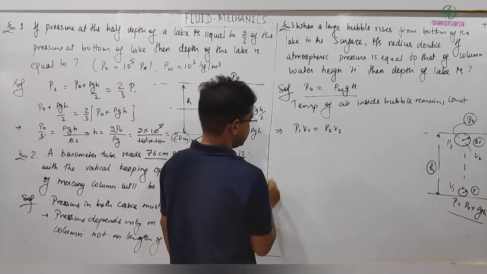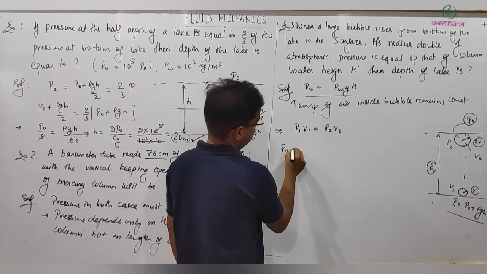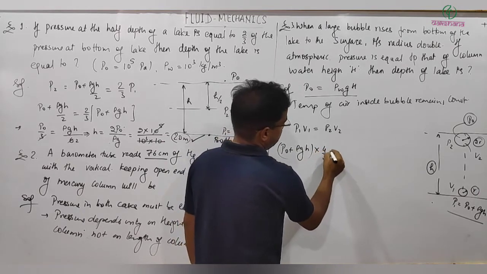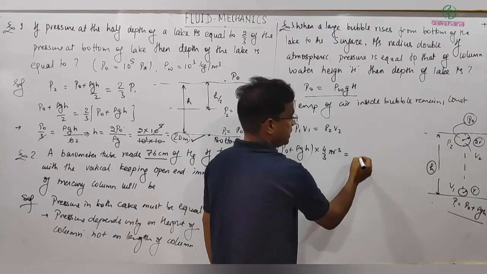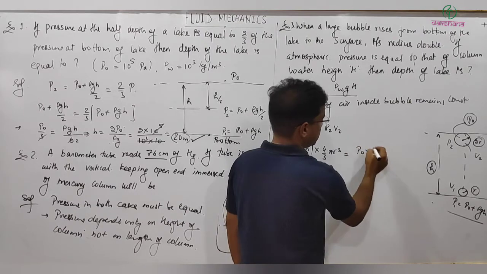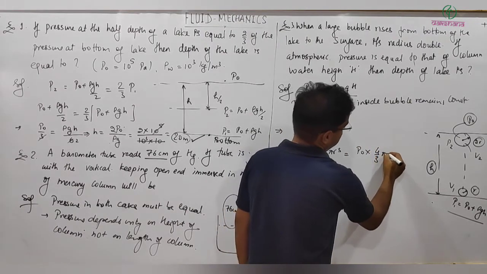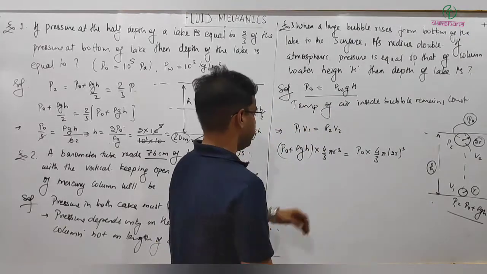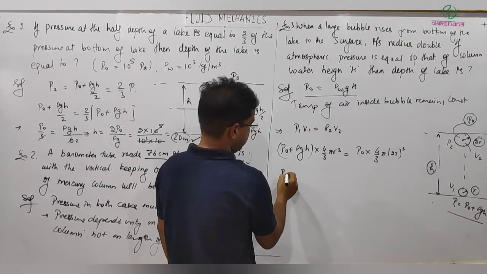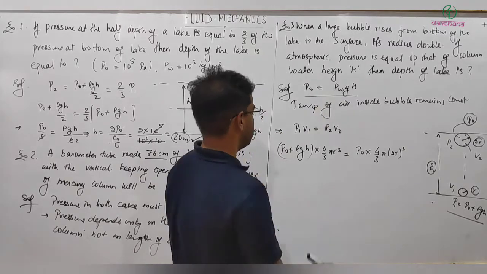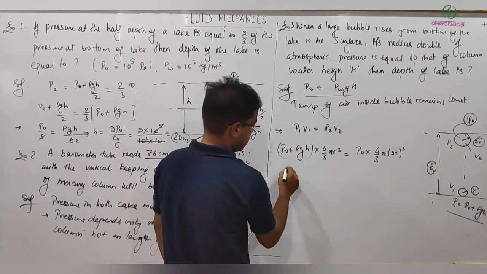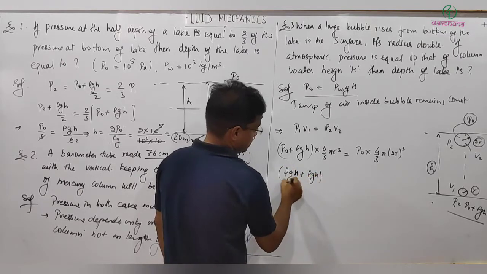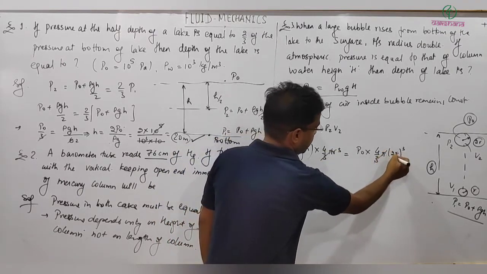So just substitute, P1 is equal to P0 plus rho g h, and V1 is 4 by 3 pi r cubed. P2 is P0, and V2 is 4 by 3 pi, and r becomes 2r cubed. Clear? Let's simplify it now. So it's P0, and I can substitute this value also, and this is also water. So rho g capital H plus rho g small h, 4 by 3 pi all gets cancelled, and this will be 8.